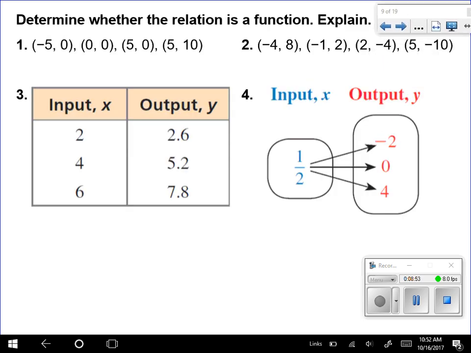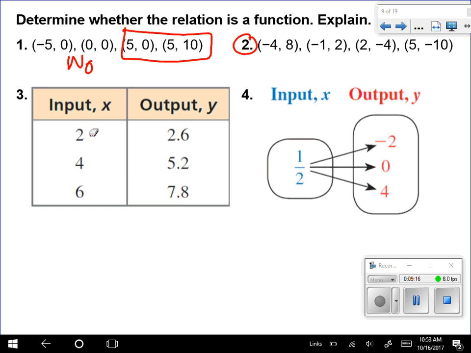Okay, so we have some more examples here. Input-output tables and ordered pairs. If I look at this set of ordered pairs, I have -5 is 0, 0 is 0, 5 is 0, and 5 is 10. Well, this would obviously tell me right here, I have 2 inputs that have 2 different outputs, so no, not a function. So try 2 on your own.